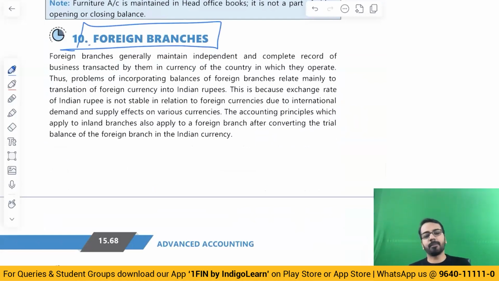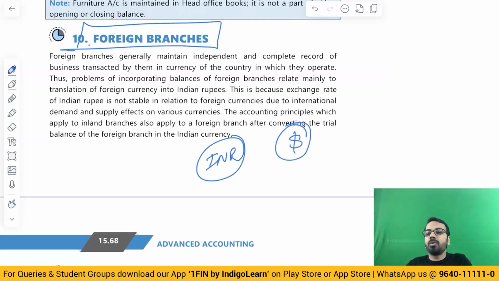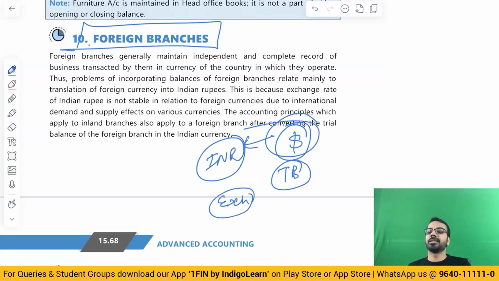Now, what are foreign branches? Branches which are not in our country, or branches which prepare their financial statements in a different currency. For example, we prepare everything based on INR. The foreign branches may be preparing everything in dollars. Now, as far as accounting for foreign branches is concerned, what we need to be careful about is, the trial balance will be given in dollars. We have to convert that into INR. What should be the exchange rate? That is the key question. Once you know what exchange rate is to be applied, then there is no problem. Okay.